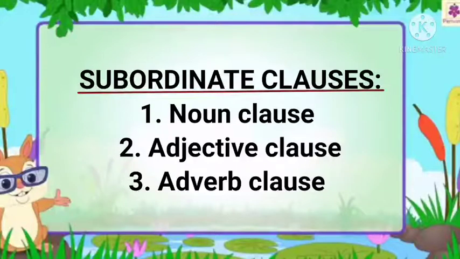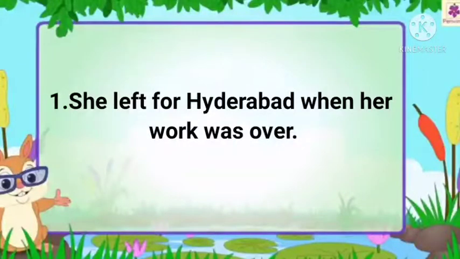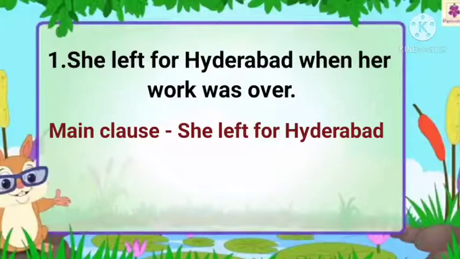Let's begin with adverb clauses. Let's start with some examples. For example, she left for Hyderabad when her work was over. Now, in this sentence, let's try to find out the main clause and the subordinate clause first. That's the first thing we have to do. So, which is the main clause? She left for Hyderabad. That is the main clause.